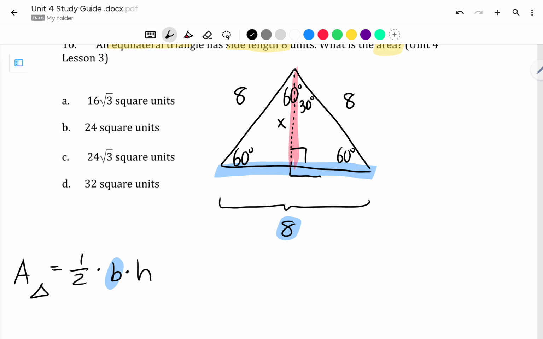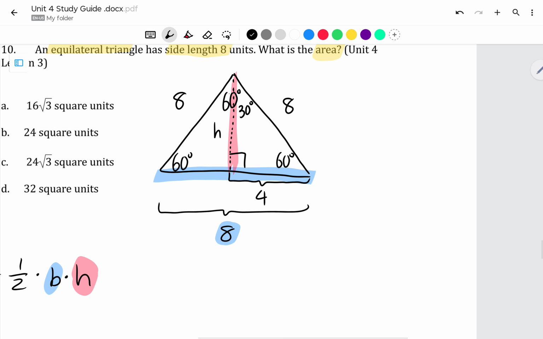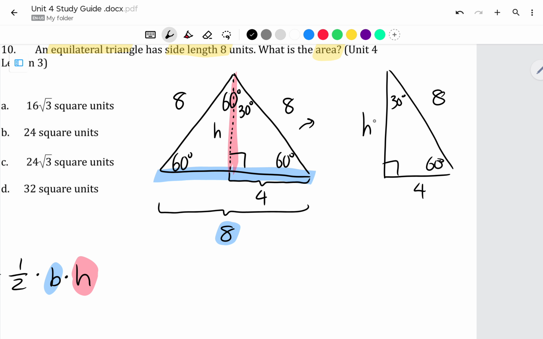And it cuts down the middle, so what is this side going to be? It's going to be 4. So the height has to be whatever that X is. Let's call it H for height. So wait a minute. If I pull this triangle out, doesn't this triangle look kind of familiar? I have 4 down here, 8, 60 degrees, 30 degrees. Oh, that is our 30, 60, 90 triangle.